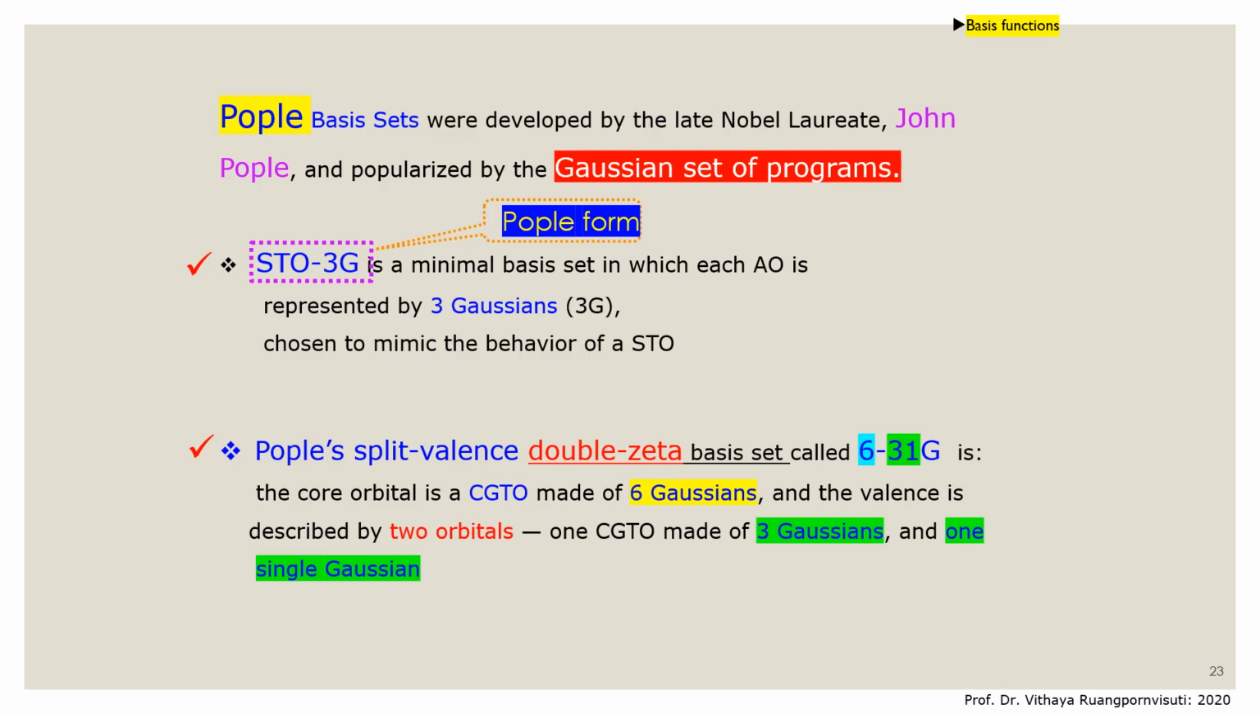Pople's split valence double zeta basis set, called 6-31G, has a core orbital that is a CGTO made of six primitive Gaussians, and the valence is described by two orbitals: one CGTO made of three Gaussians and one single Gaussian.